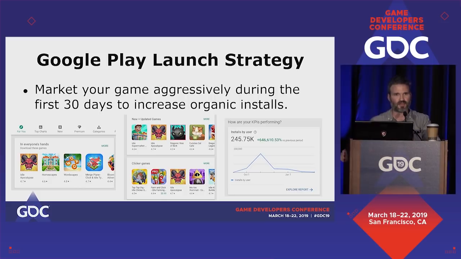Apple's a little bit different. When you spend, you move up on charts and it increases visibility. On Google, when you spend, it increases visibility through the lists in the stores. So all the lists that you're seeing here are where you're going to see your game's icon populated. And it can generate a significant amount of installs.